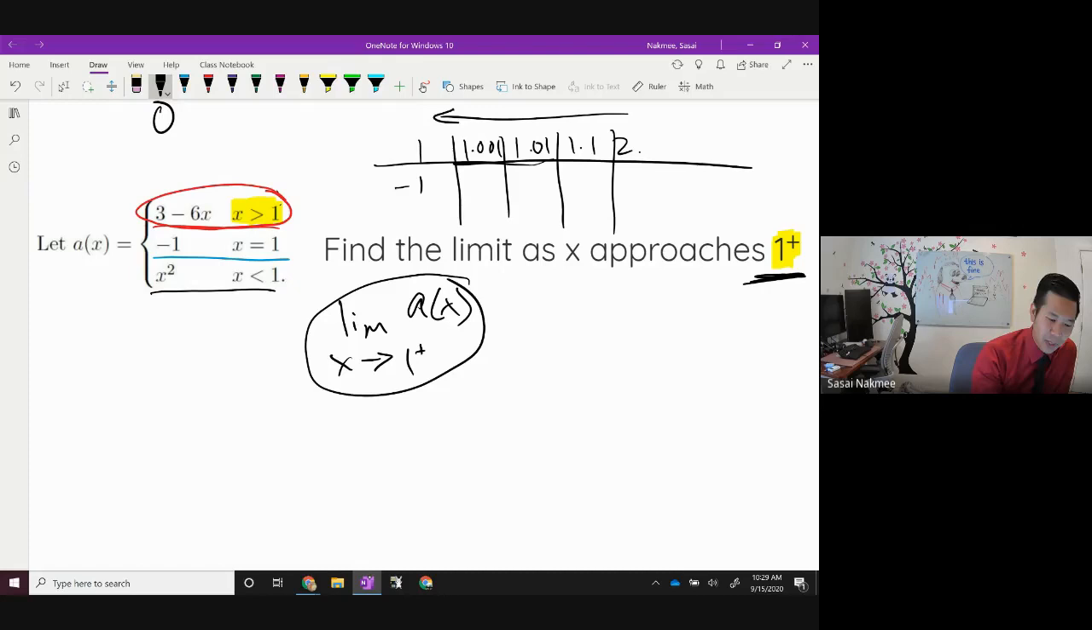So I can plug in these values and see what I get, or I can just plug it into this function and see what it's approaching from the left-hand side.